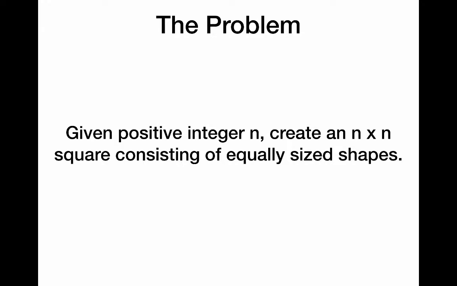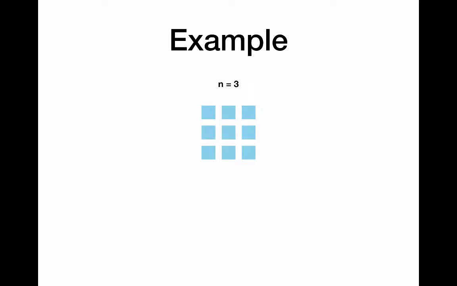Okay, so to clarify that, here's an example. N we allow to be an arbitrary positive integer. In this case, we're going to say 3. And what we're going to do is print an image that's built up of smaller images. In our case, since n is 3, we're going to print 3 rows of squares. And each row, in turn, consists of 3 individual squares.